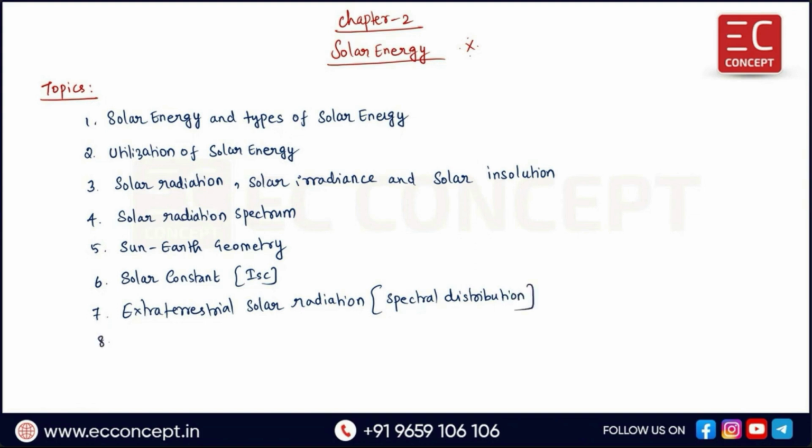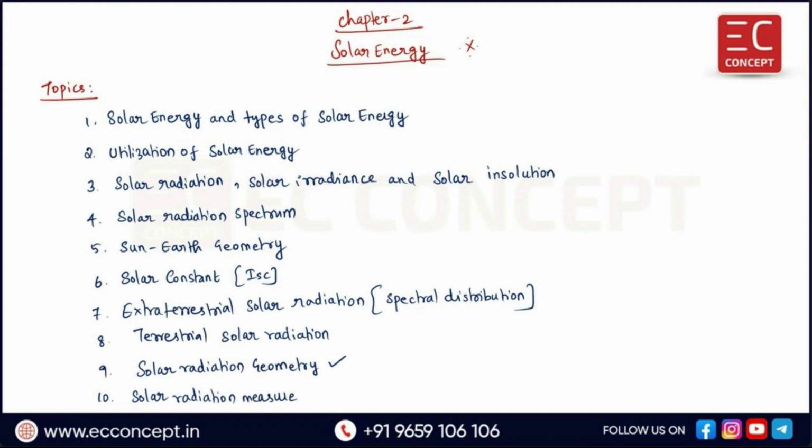Next, terrestrial solar radiation. Next, solar radiation geometry. There are many solar radiation geometry terms, like hour angle, zenith angle, altitude angle and solar azimuth angle. And what is air mass? Like that, we will see many geometrical aspects of solar radiation. Last, solar radiation measuring instruments.